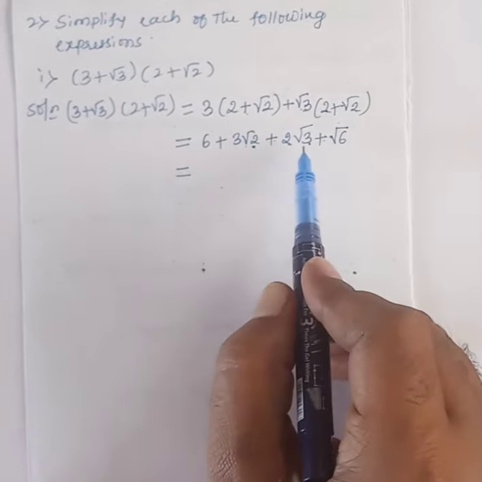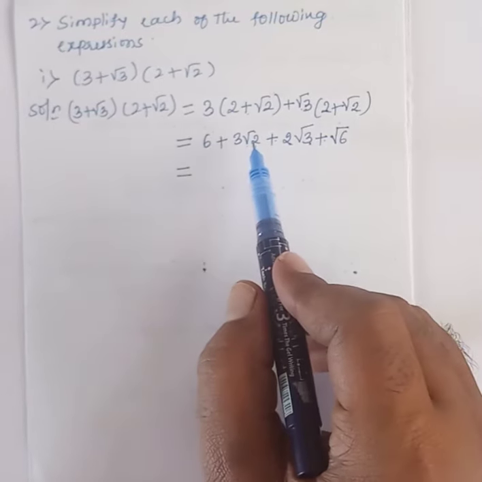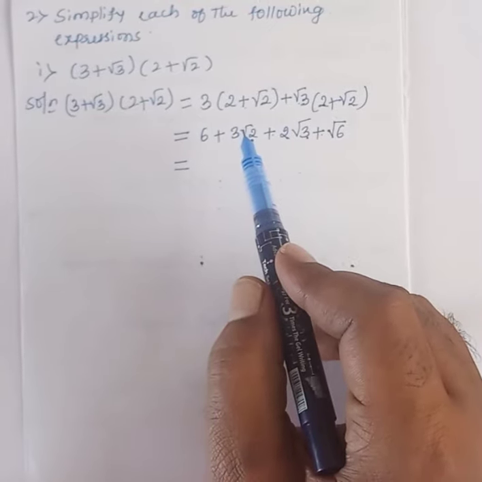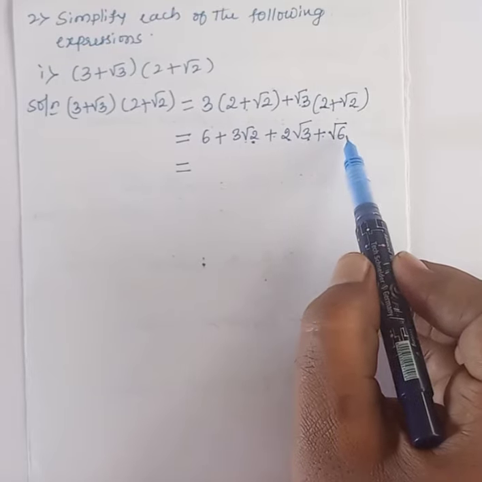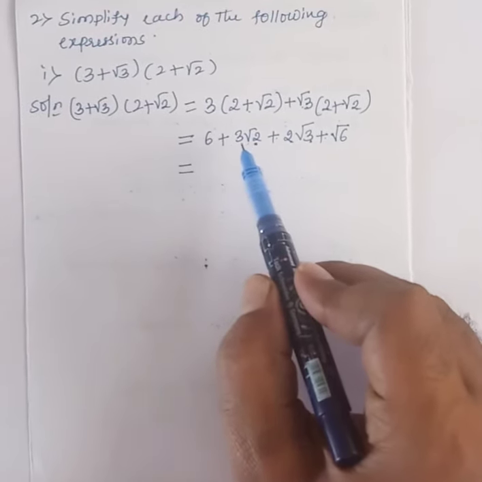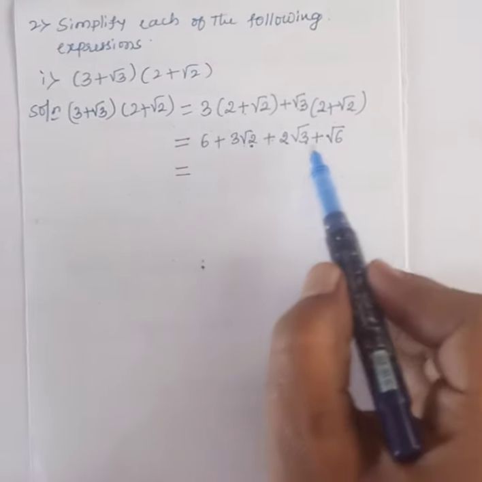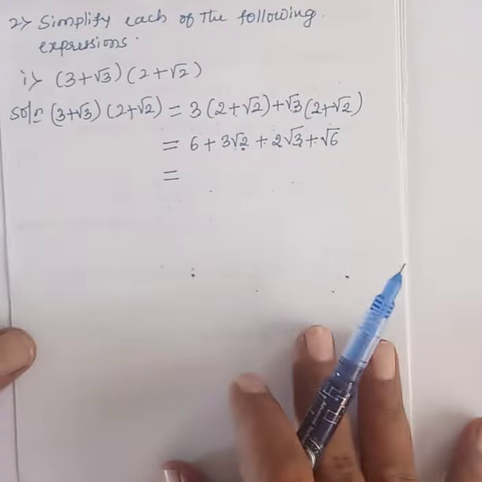See, this is a 2 root 3, this is a root 6, this is a 3 root 2. If it is possible to simplify, we can simplify. This is a root 2, this is a root 3, this is a root 6. All these are unlike terms, so we have to stop here only. If like terms, we can simplify. All these are unlike, so this is the simplest form of the given expression.